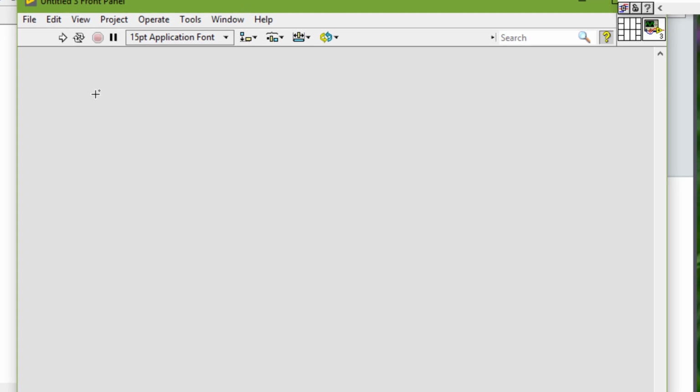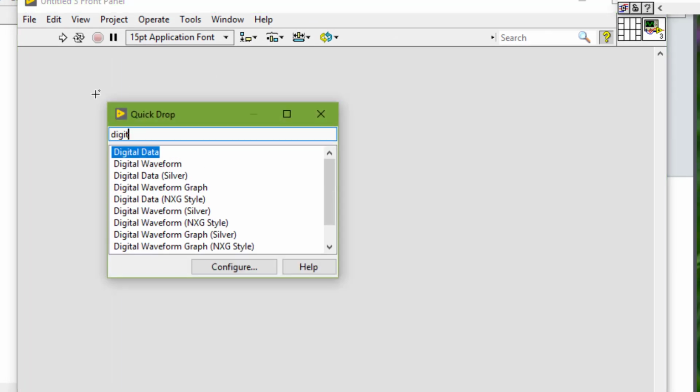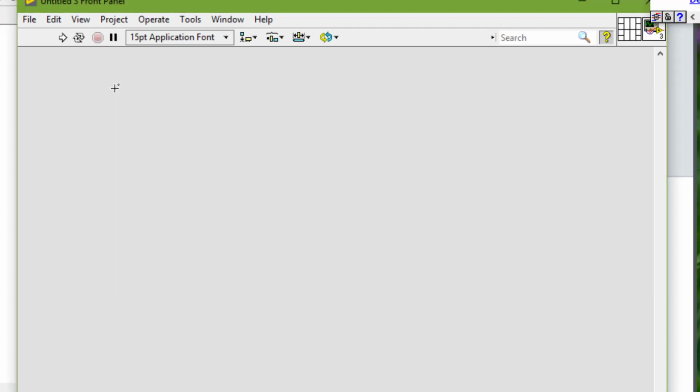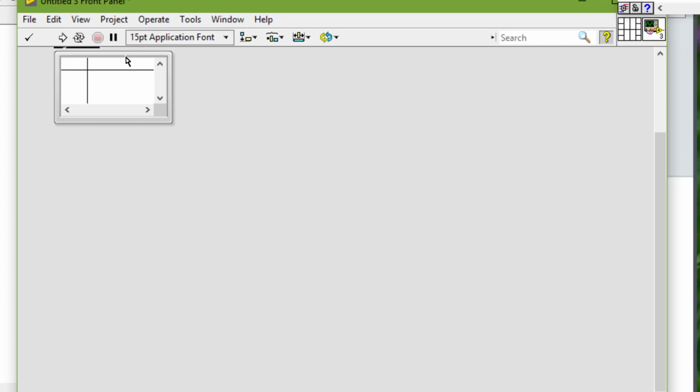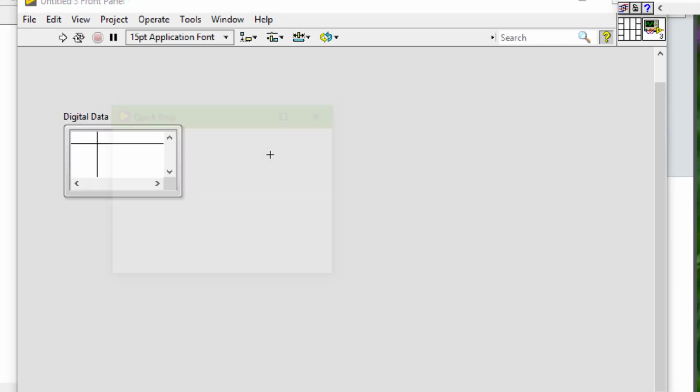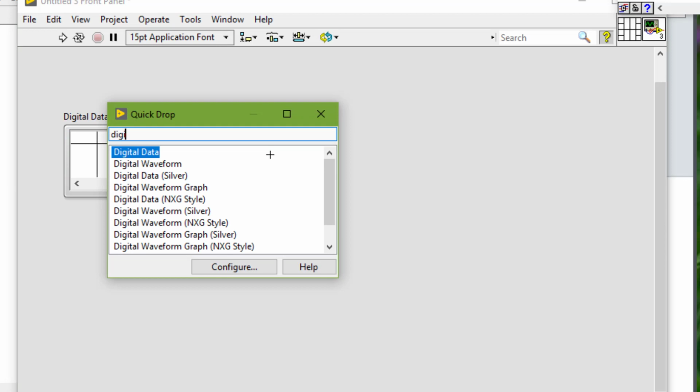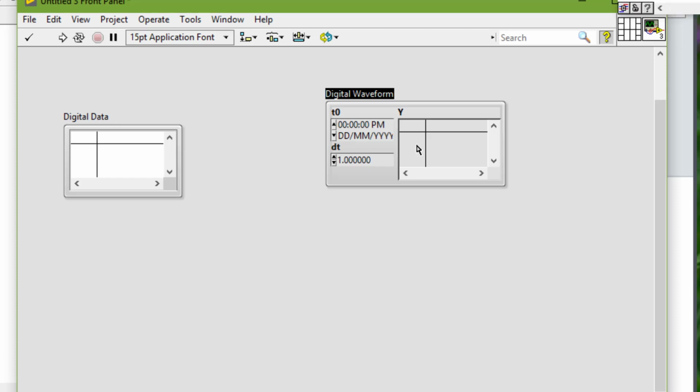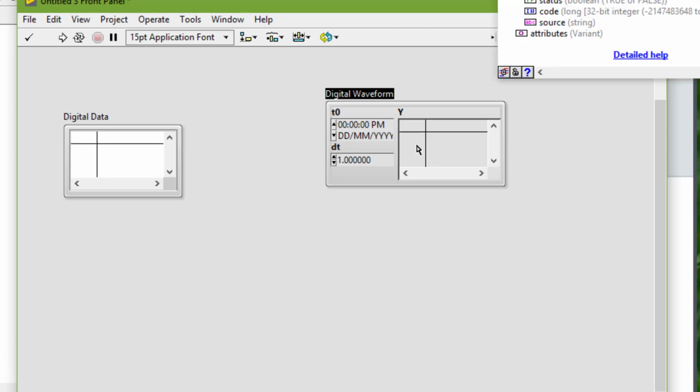So the digital data control and digital waveform control contain data in digital tables. A digital table can represent data in 8 digital states.